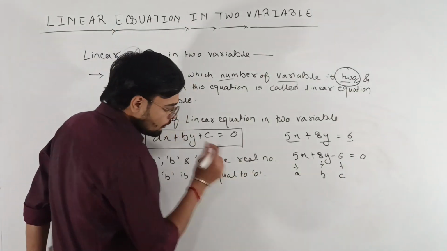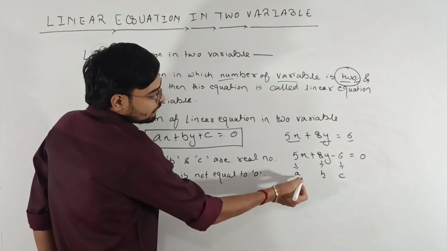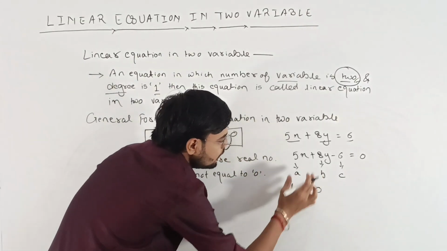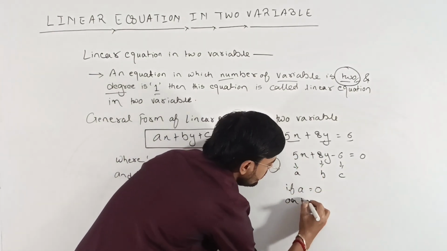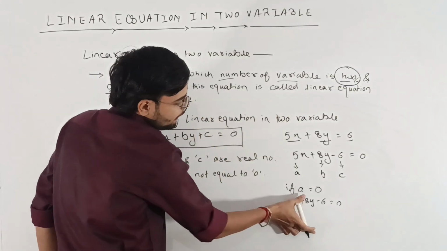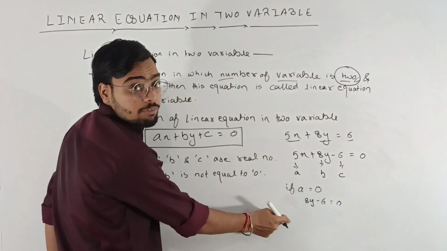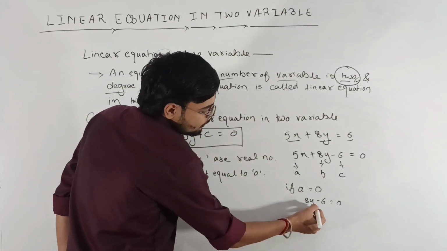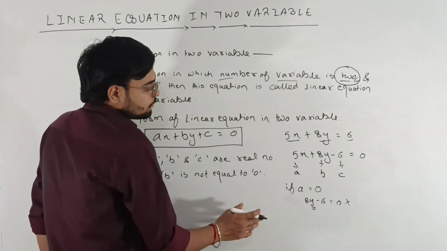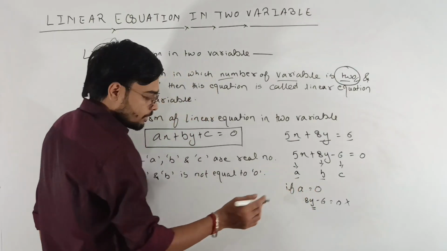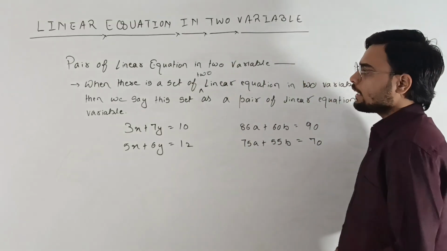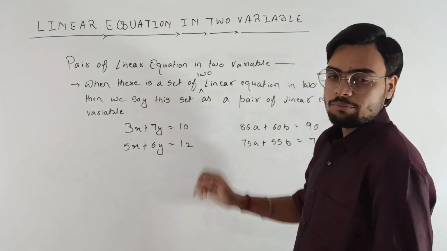And a and b are not equal to 0. Why? Because if a is equal to 0, then this equation becomes 0x plus 8y minus 6 equal to 0. Then this equation becomes 8y minus 6 equal to 0. Now this is not a linear equation in two variables, because there is only one variable y. That's why a and b are not equal to 0. Okay, understood? Now let's see our next topic, that is pair of linear equations in two variables.